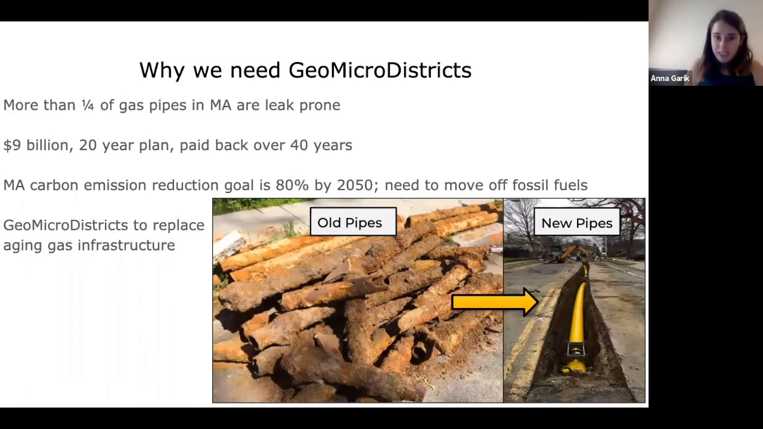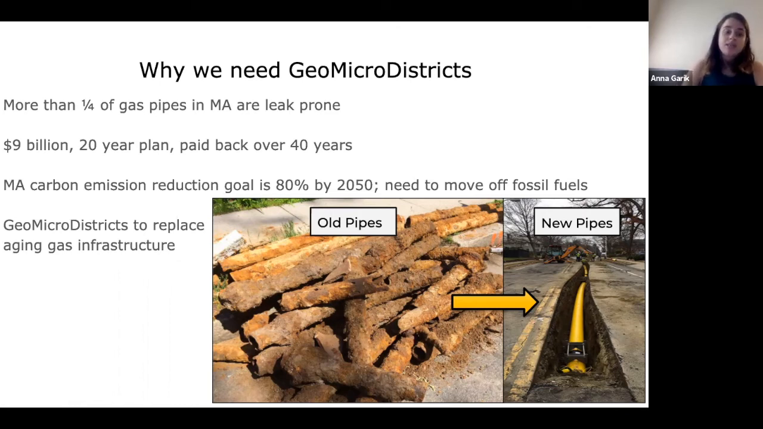So why do we need geomicrodistricts? Currently more than a quarter of gas pipes in Massachusetts are leak prone, which leads to a lot of gas leaks, which are bad for the environment and a safety hazard. Currently the plan is to spend $9 billion over 20 years to replace the old pipes, which you can see here on the left, with the new pipes, which are on the right. And that will be paid back over 40 years.